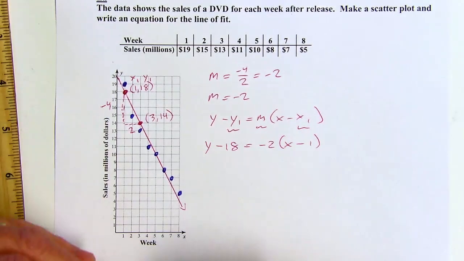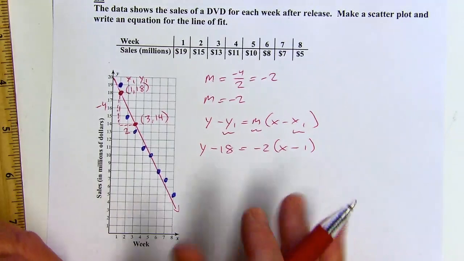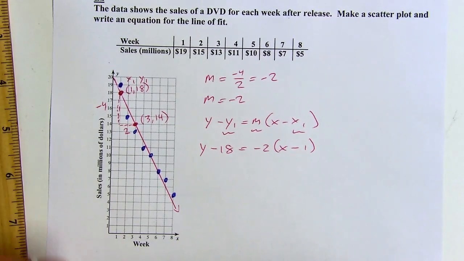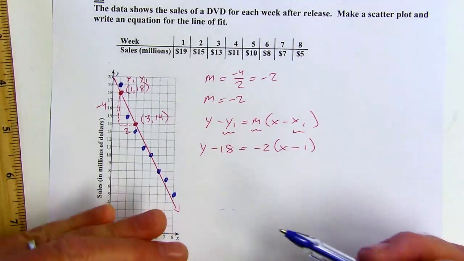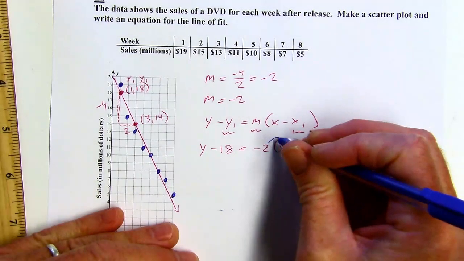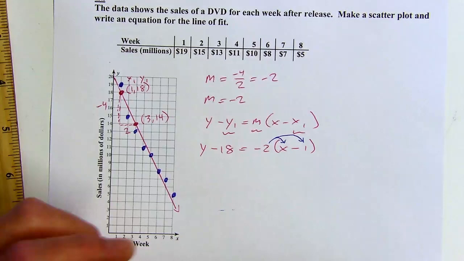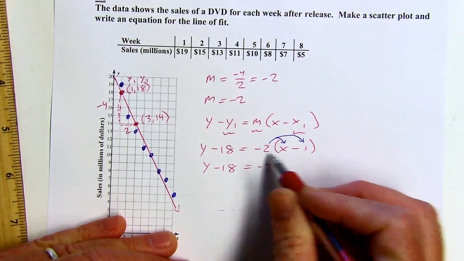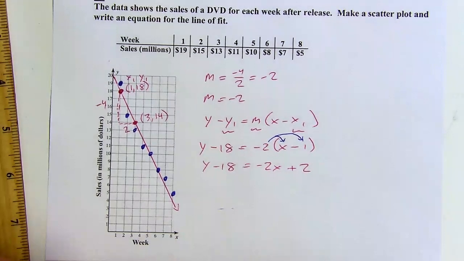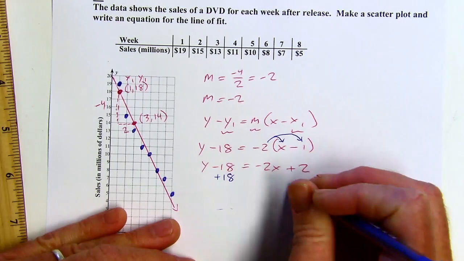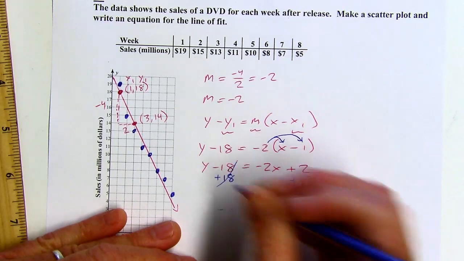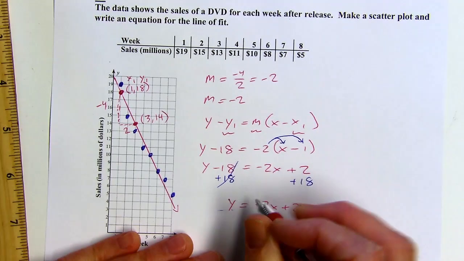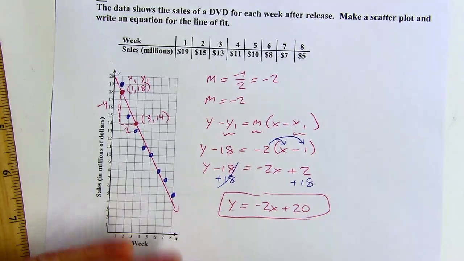Okay. Now it doesn't actually say what form we want the line in, so we could just call it a day there. But I'm going to rewrite this in slope intercept form, that's y equals mx plus b form. So I'm going to distribute first to get rid of the parentheses. Negative 2 times negative 1 would be positive 2, and then I'm going to add 18 to both sides. Okay. And now y is going to equal negative 2x plus 20. Okay, so there is my equation for my line of best fit.